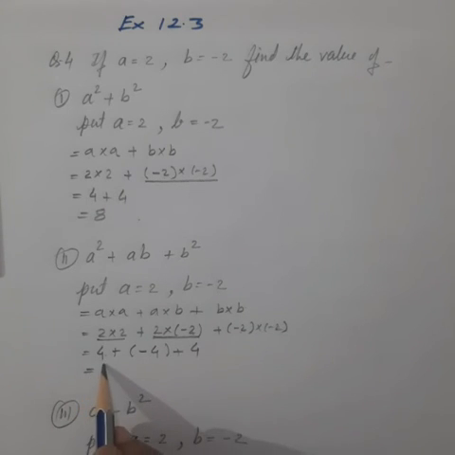Or you can do like this also. 4. In front of this bracket plus sign is there. So take the number out of bracket as it is. Plus 4. This 4 minus 4 will cancel. And this only 4 is left. So the answer we get 4.